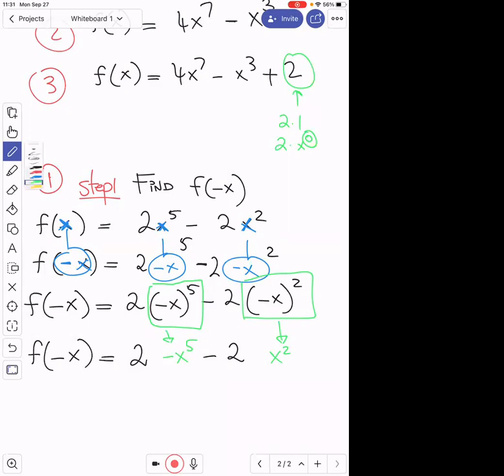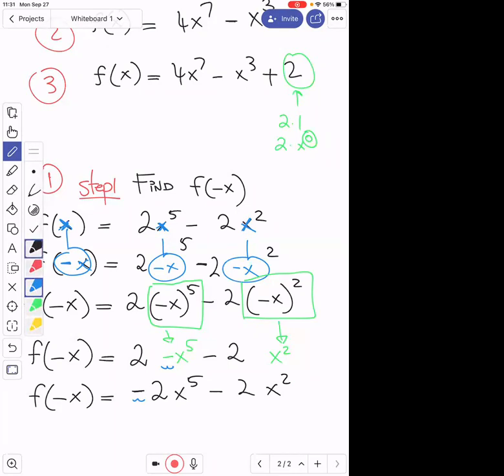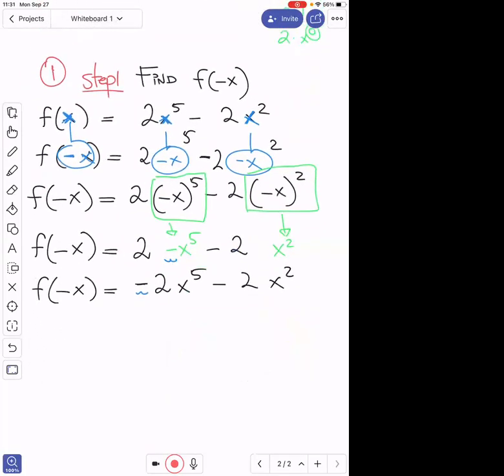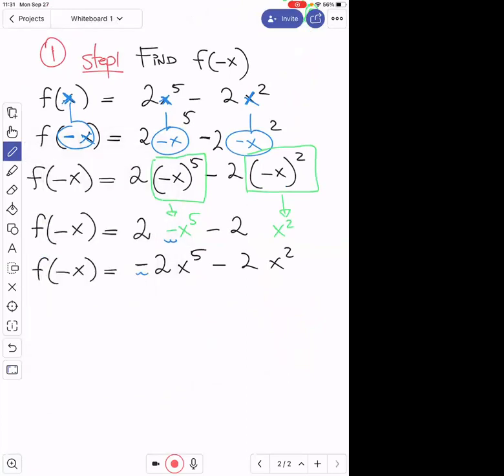Now, f of minus x is equal to, I'm going to just move this minus here to the front. So that will be minus 2x^5, and then minus 2x squared. All right, so that's my f of minus x. So it's minus 2x^5 minus 2x squared.